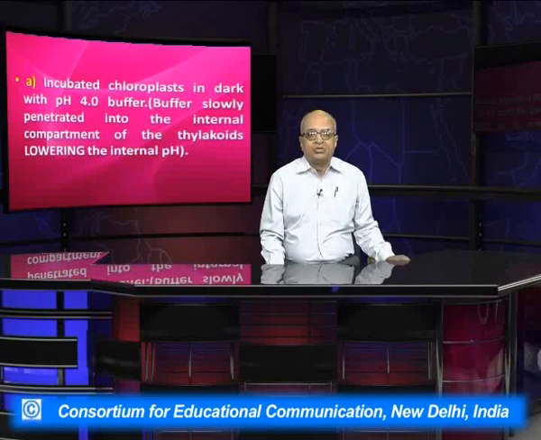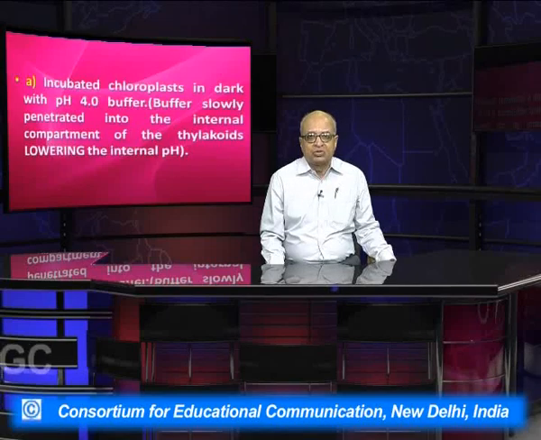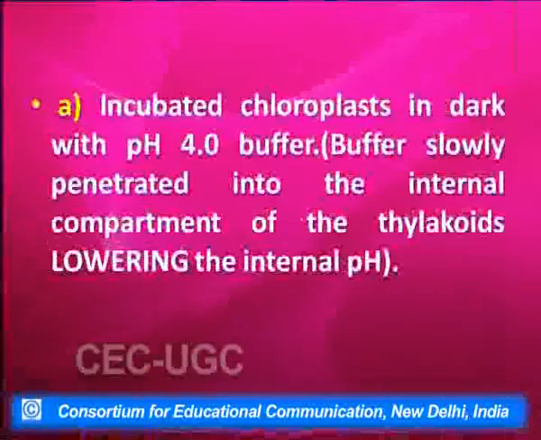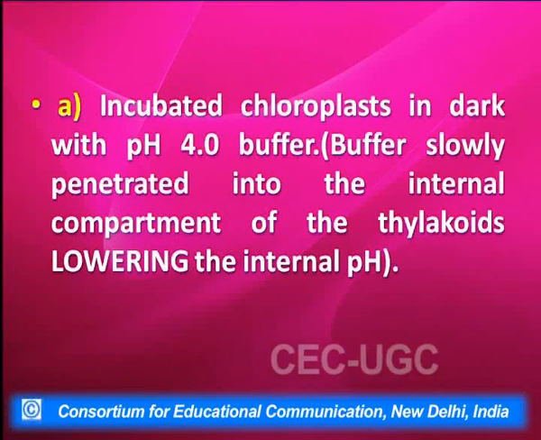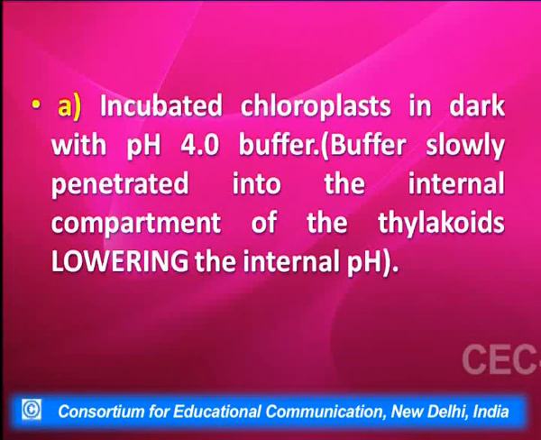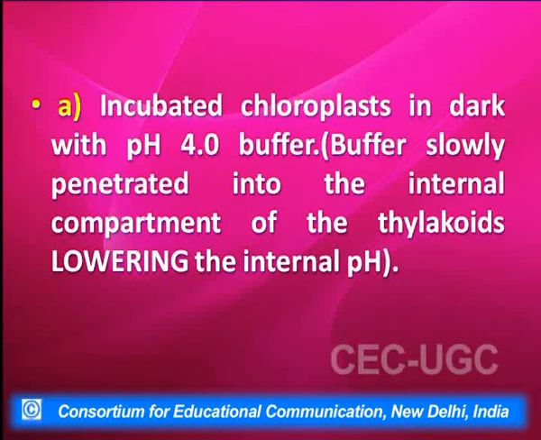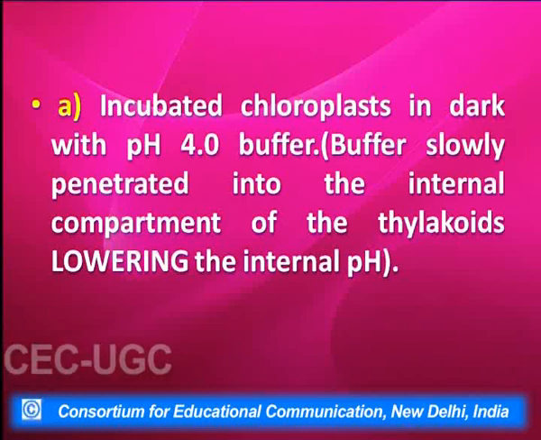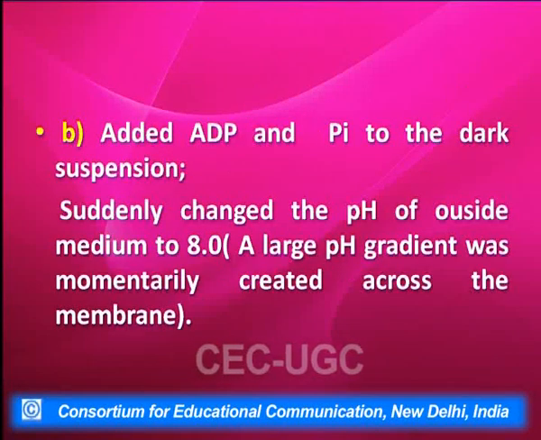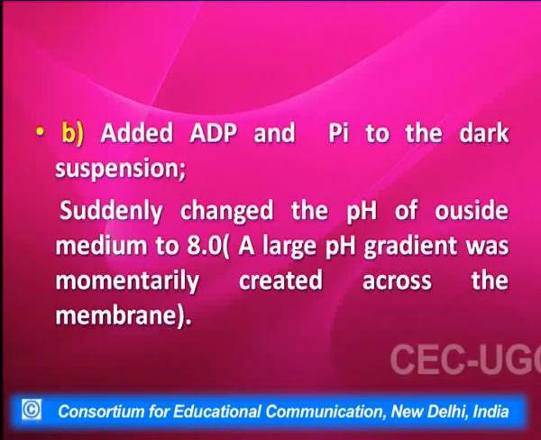They incubated chloroplasts in the dark, that is, they added a suspension of chloroplasts to a buffer which was at pH 4. Now, pH 4 means it was quite acidic. This buffer slowly penetrated into the internal compartment of the thylakoids, and therefore a stage came where the interior of the thylakoids had a very low internal pH, in other words a highly acidic medium. The entire experiment was done in the dark.